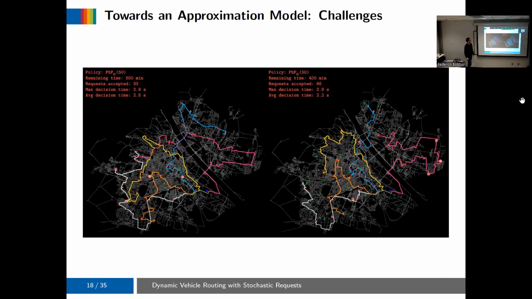So just an illustration of what happens here. You see that the states are changing over time. Here you have 500 minutes left, here you have 400 minutes left, and then you have a different state. If you're sampling requests in the future, you want to estimate the budget for serving these requests. How are you going to do that if the system is changing over time?